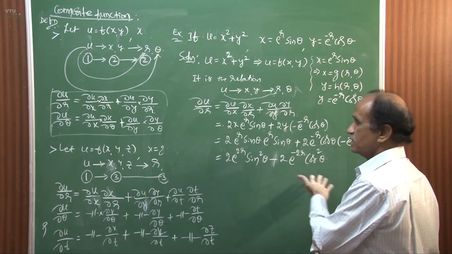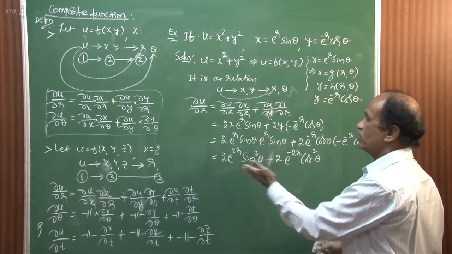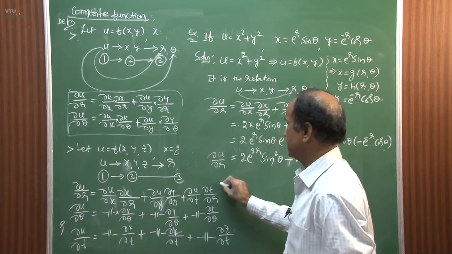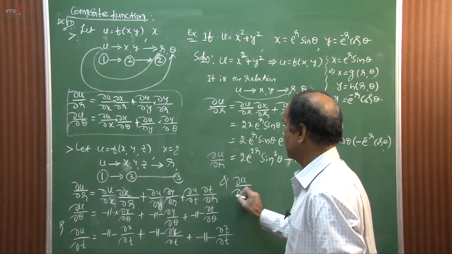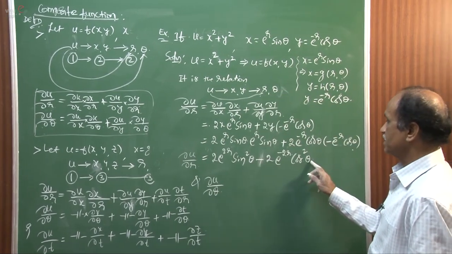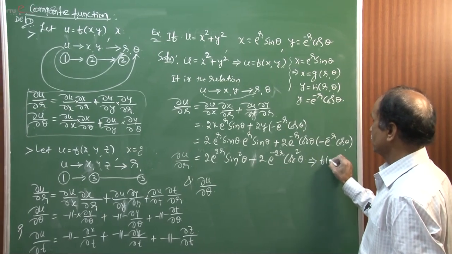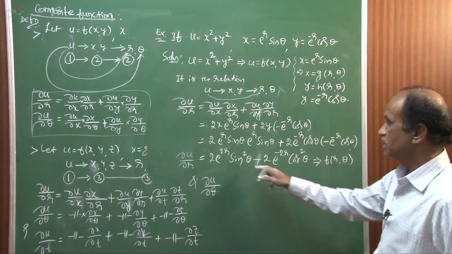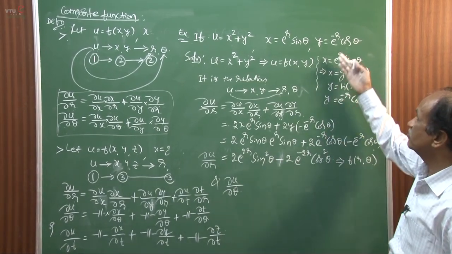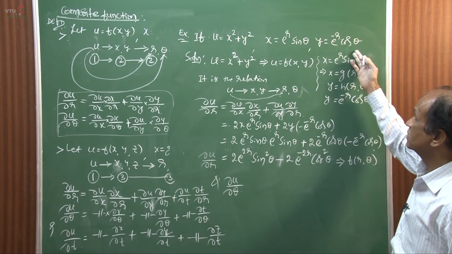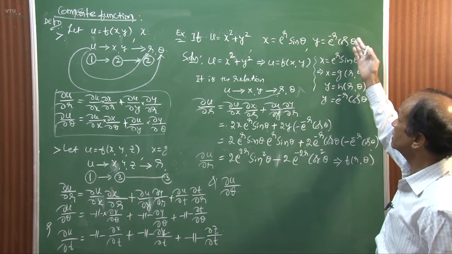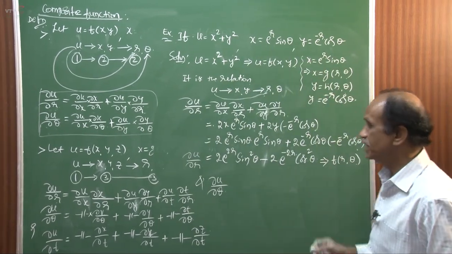If the power was the same, then you could have taken a common factor. This is del u by del r, and now del u by del theta, but it is a function of r and theta. Theta is also there, but we need only with respect to r, so theta can be eliminated by taking the value x by y, and y divided by x, you can also take cos theta by sin theta, otherwise sin theta by cos theta.